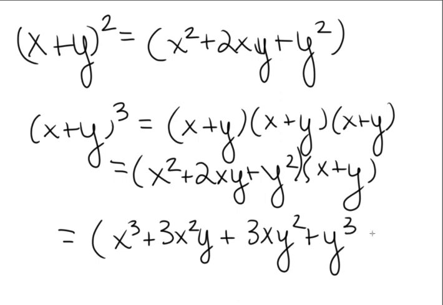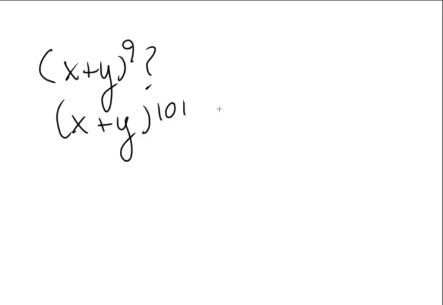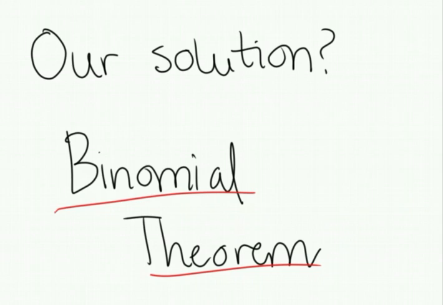And what if we want to try something even bigger now, like (x + y)^9, or (x + y)^101? Now clearly, these would take a very long time to expand. So our solution would be to use the binomial theorem to do this much quicker.